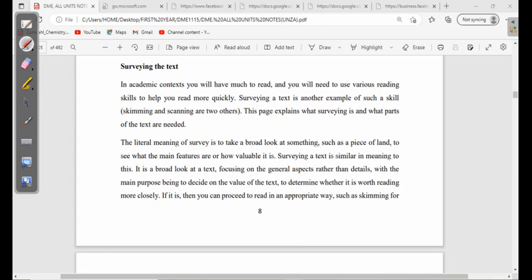For example, when you want to buy a land, you want to see if there is proper water in that land, if that land is good maybe for farming, if that land is free from pests and such things. That is surveying. So in academic context, you have much to read and you need to use various reading skills to help you read more quickly. Surveying a text is another example of such a skill, apart from skimming and scanning, which are the other two. So the literal meaning of survey is to take a broad look at something, just like when you want to take a broad look at a piece of land.